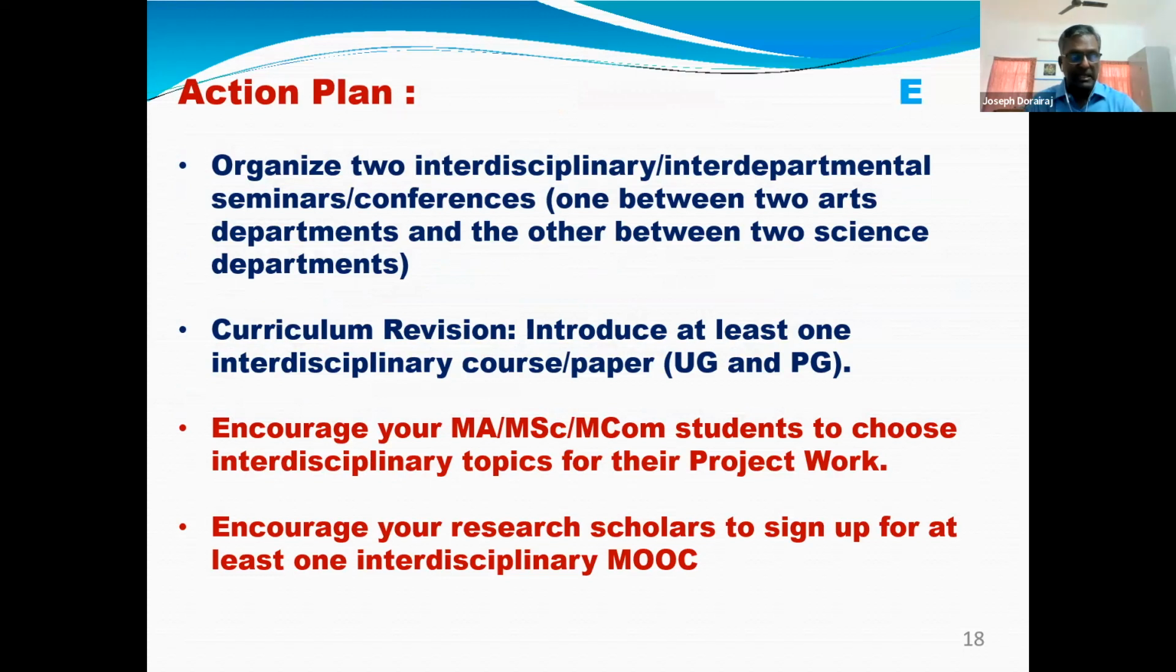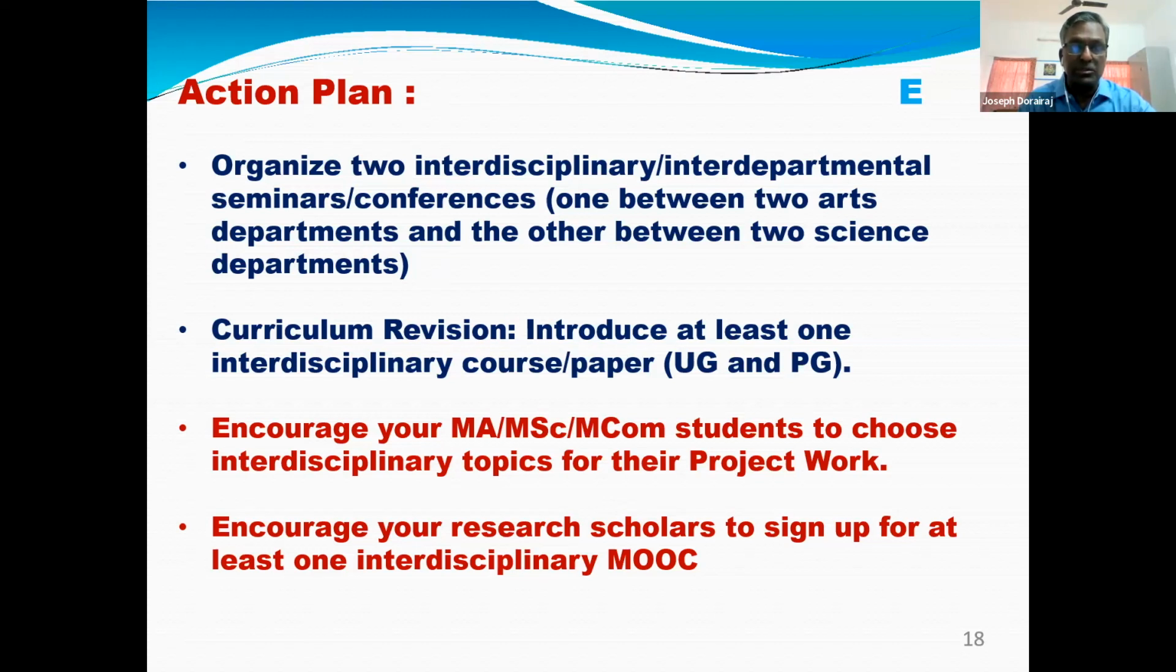So dear friends, this is my last slide. So far, the discussion has largely been theoretical, and in this slide, how to translate interdisciplinarity into programs, projects, seminars, and conferences. In other words, this is only a suggestion, only a recommendation. I would like to suggest an action plan. This action plan is meant to translate interdisciplinarity into actuality, into reality.